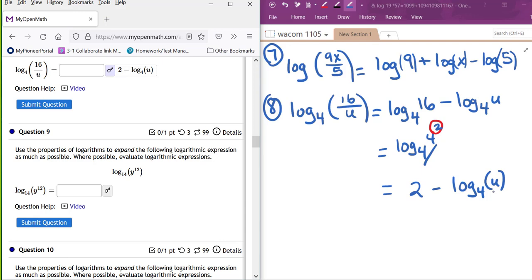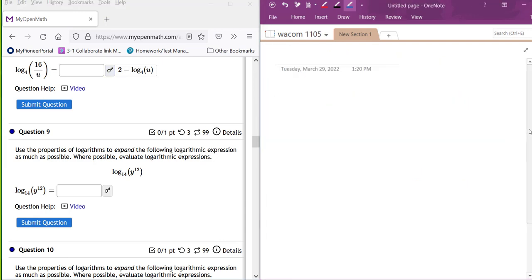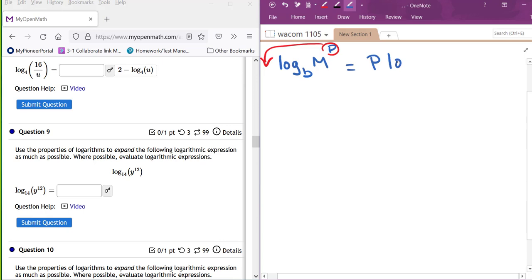Nine brings in our next property. And this is if you have an exponent there, it will come down in front of the log. So I'll rewrite that property. If you have the log of m to the p, the p will come down and it will give us p times the log base b of m. So that's what we're going to use on question 9.